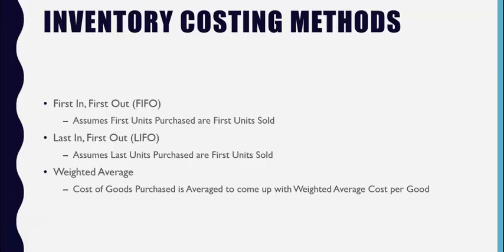The next inventory costing method is LIFO, last in, first out. The LIFO costing method assumes that the last units purchased by the merchandiser are the first units sold to customers. And the third costing method is weighted average. Under weighted average, the cost of goods purchased is averaged to come up with a weighted average cost per good. Then we multiply the average cost of goods available per unit times the quantity of units sold to get cost of goods sold.